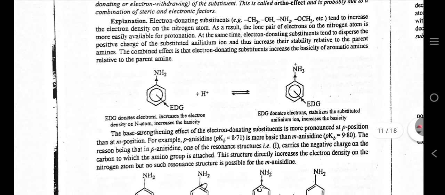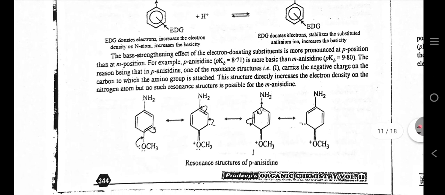Explanation: electron donating substituents tend to increase the electron density on the nitrogen atom. As a result, the lone pair of electrons on the nitrogen atom is more easily available for protonation. At the same time, electron donating substituents tend to disperse the positive charge of the substituted anilinium ion and thus increase their stability relative to the parent amines. The combined effect is that electron donating substituents increase the basicity of aromatic amines relative to the parent amine.